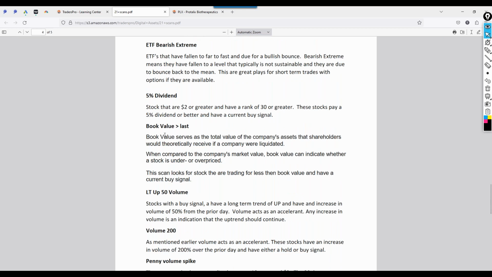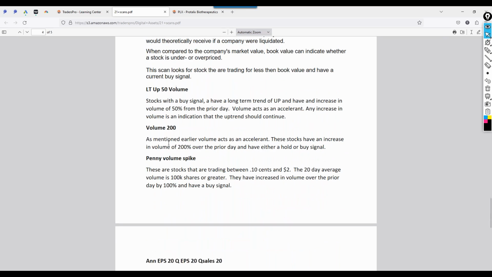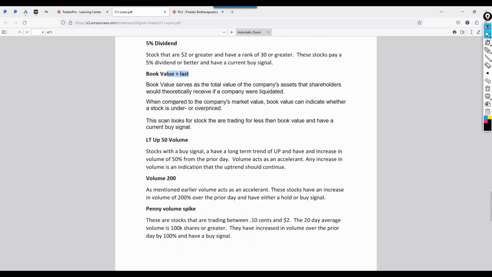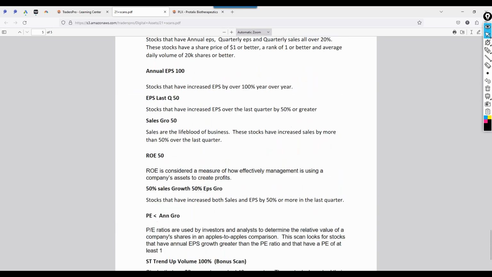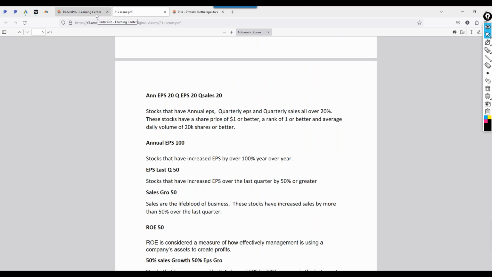But that one is not as clean because I don't have a scan that'll give me that exact one, and then I can look for a new buy signal. That may be coming, but it's not in there yet. But it's pretty good as it sits right now. So that's a way for you to look to see what those additional scans are actually doing.